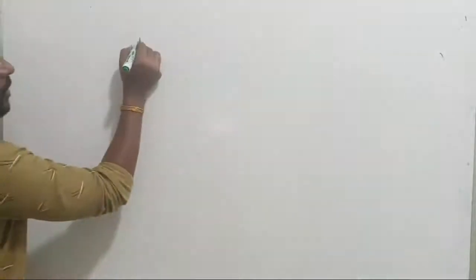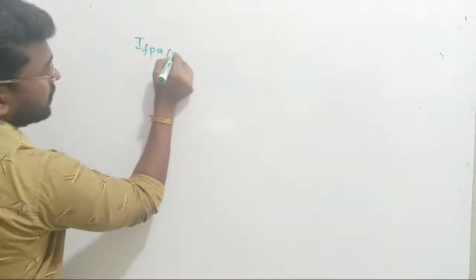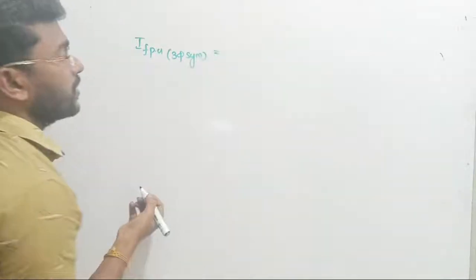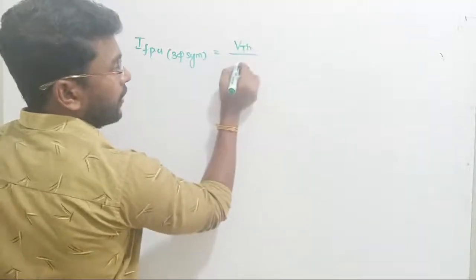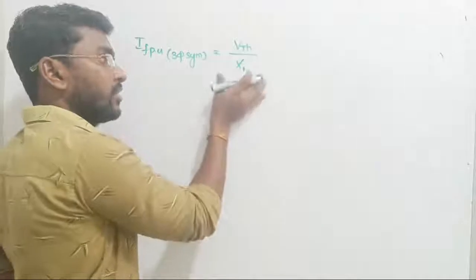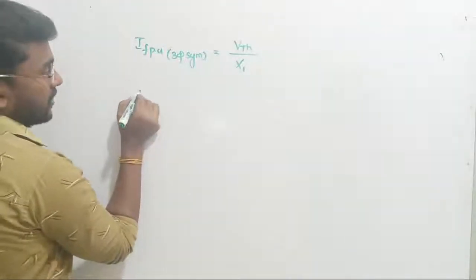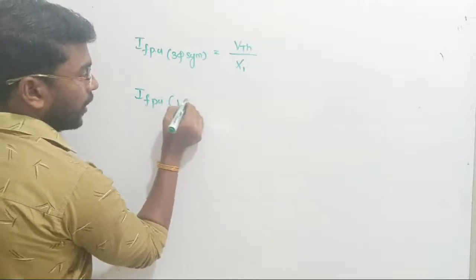ஸோ அங்கேயே நான் என்ன பண்ணிருப்பேன்னா, I have drawn, that is what we have done: fault current in per unit for 3 phase fault, that is 3 phase symmetrical fault, right? It was written as what I have done: I took Thevenin voltage divided by, we are considering positive reactance alone, per unit reactance, x1 alone, correct? Fine. Let us take the second one, fault current in per unit, that is for line to ground fault.